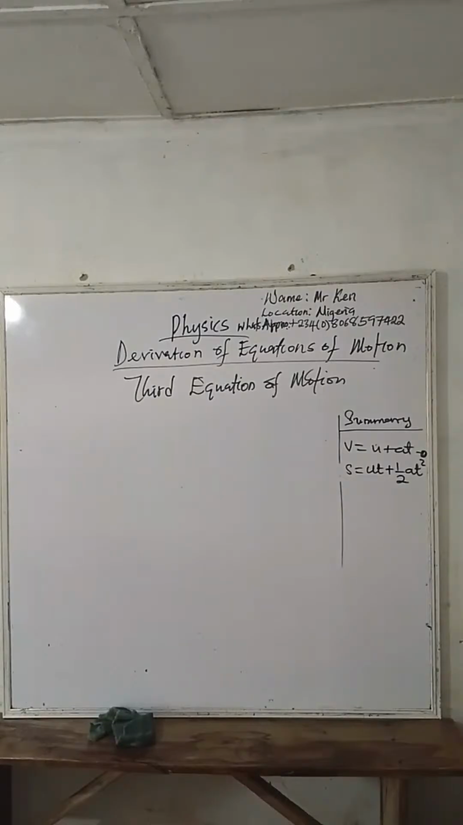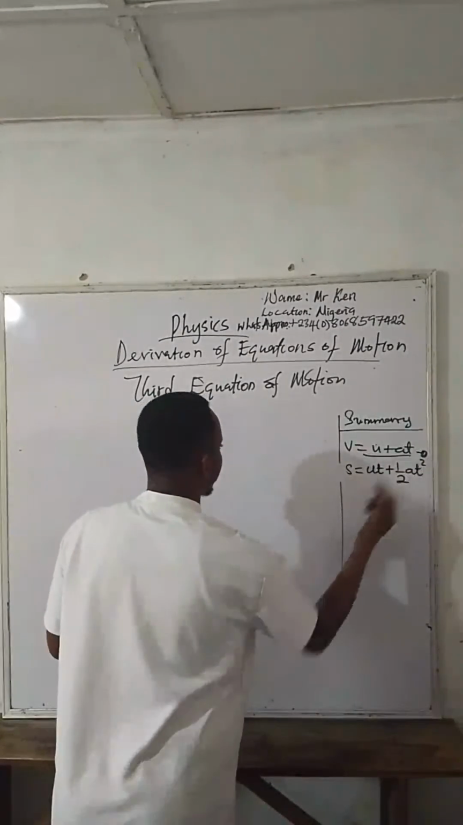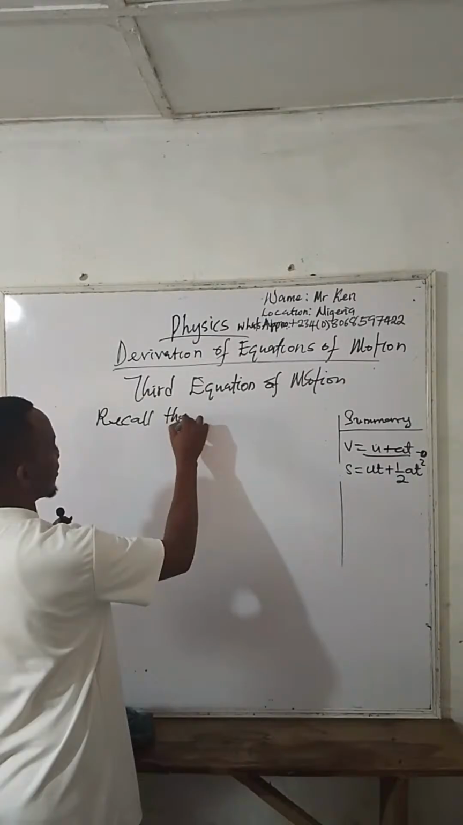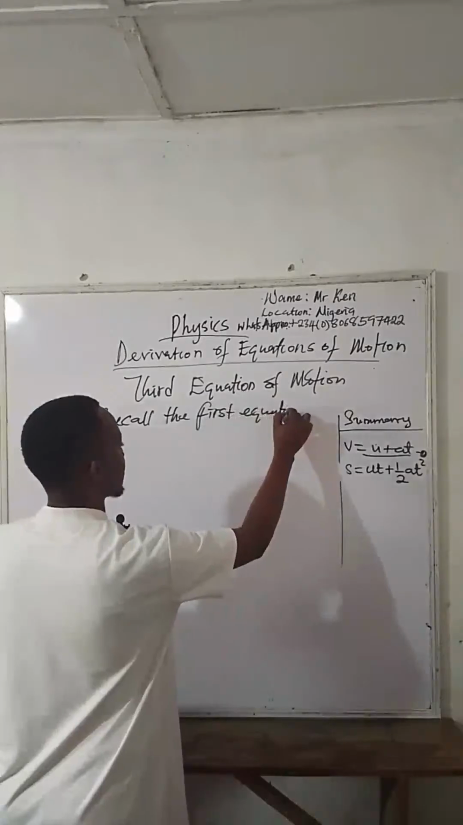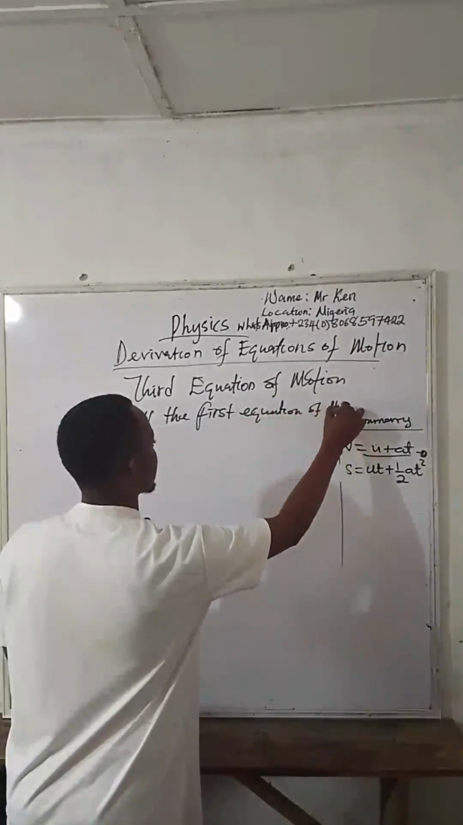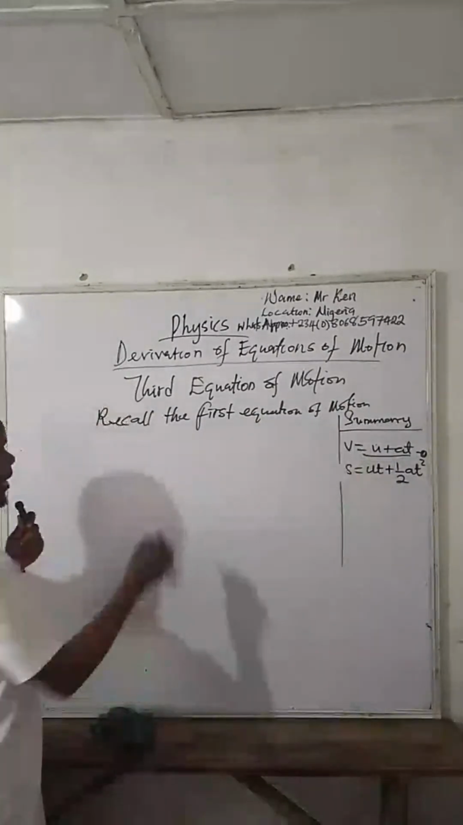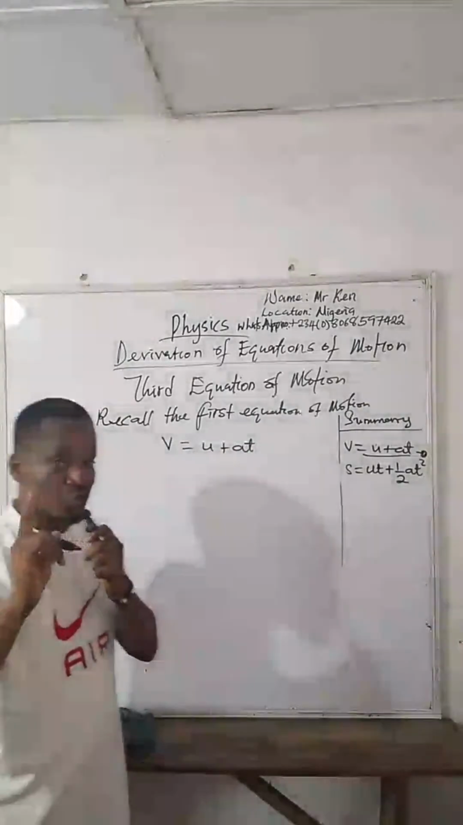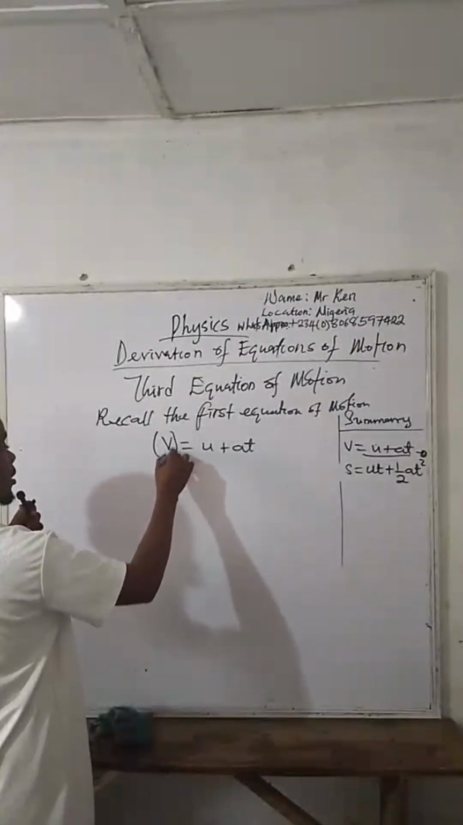Let me explain the third equation of motion. Now, the third equation of motion can be obtained from the first equation of motion. You recall the first equation of motion. If I recall the first equation of motion, I have V is equal to U plus AT. What I go do? I'll square both sides.